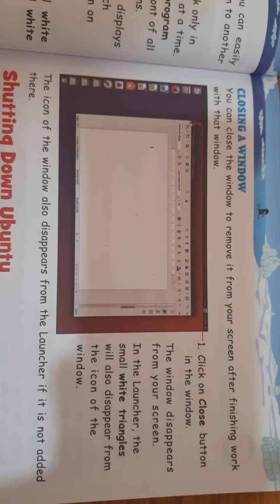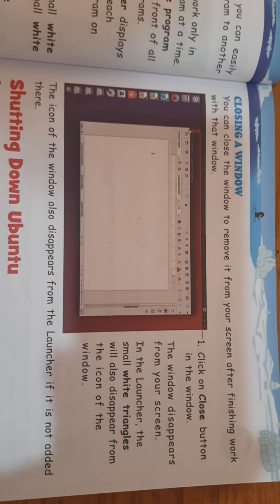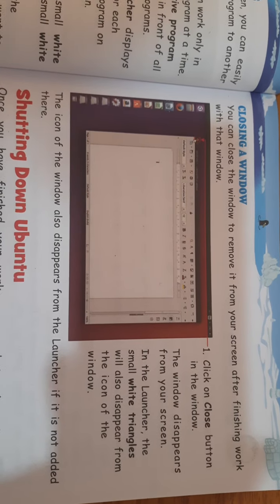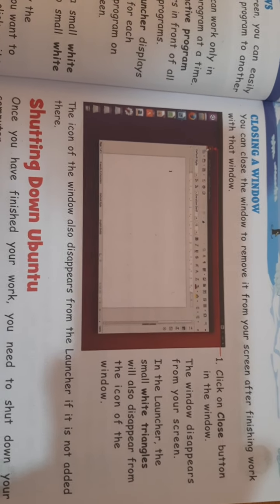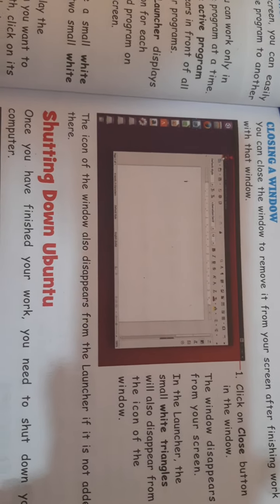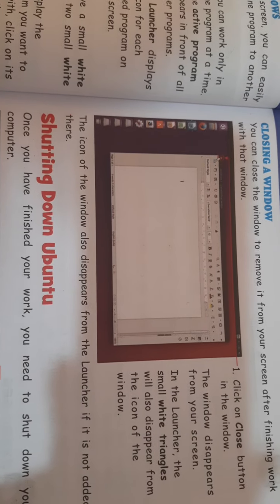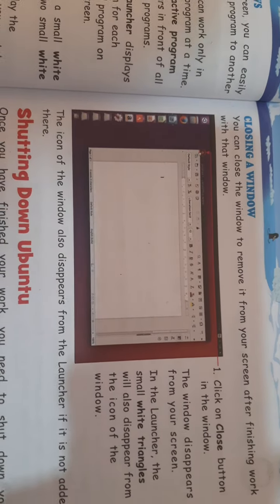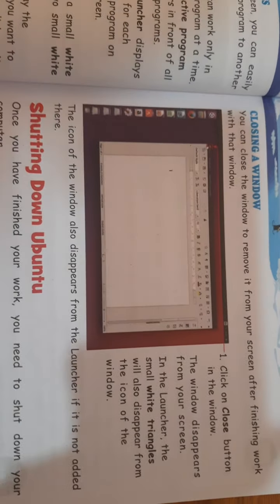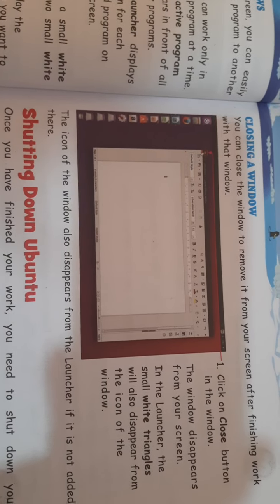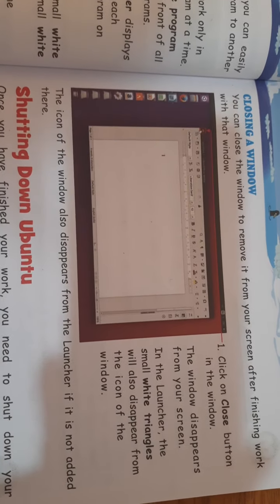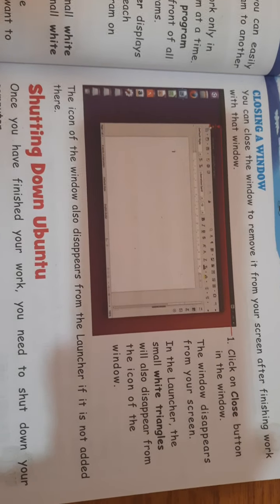Step 1 is, click on the close button in the window. The window disappears from your screen. In the launcher, the small white triangles will also disappear from the icon of the window as the window is closed. The icon of the window also disappears from the launcher if it is not added there. Okay. Now next is shutting down.